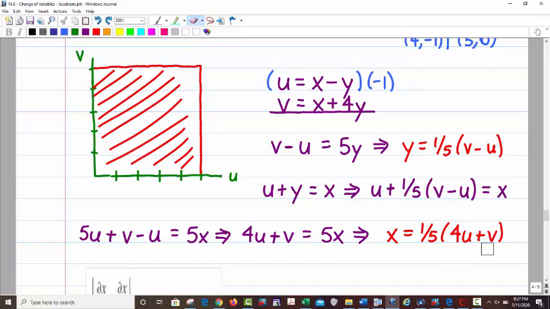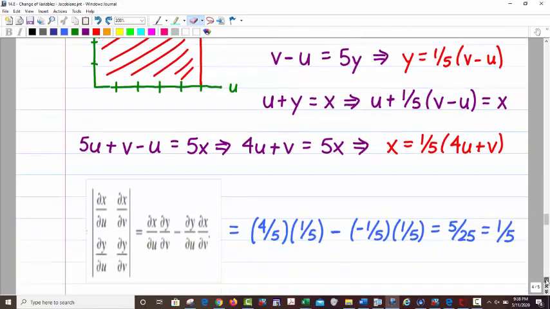So if you did not like that, that's quite all right. You could have gone with the way I did it before and just multiplied top and bottom by 4 to eliminate the y's. That might have been better anyway. It looks like that might have been a little quicker because I can already see the 4u plus v right there equals 5x right here. All right, but it didn't hurt to see it a different way.